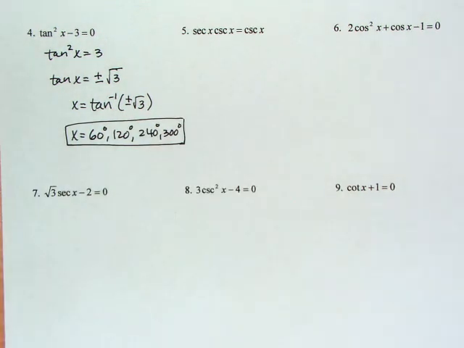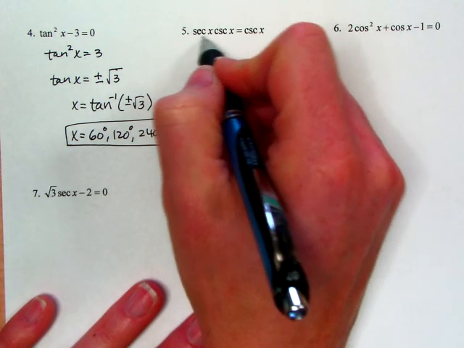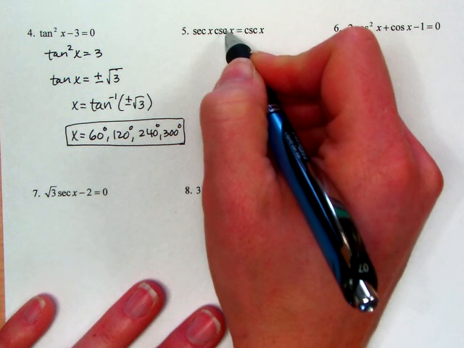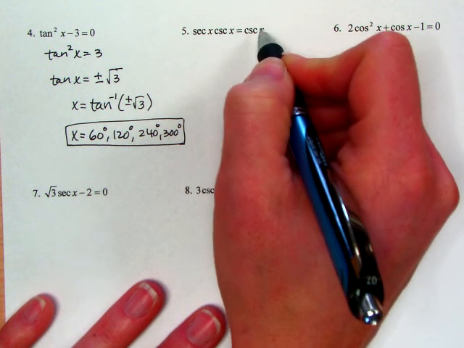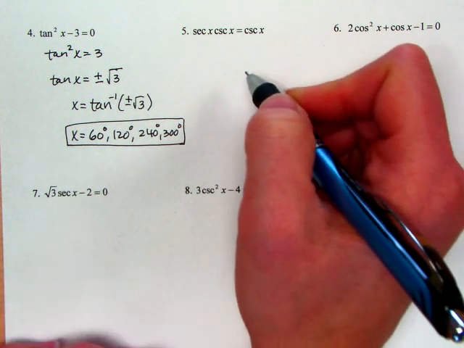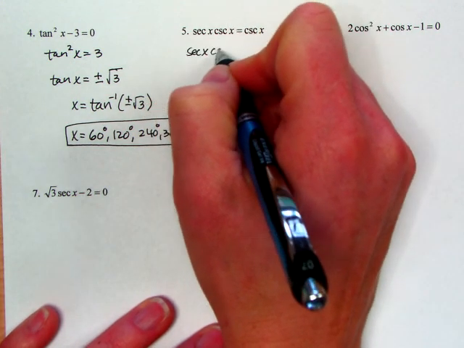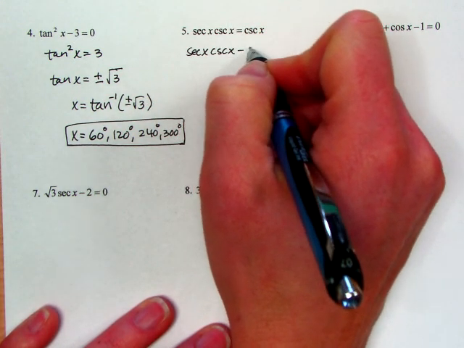Next one has got a whole bunch of trig functions happening. Again, we want our trig on one side. We can't divide by cosecant of x, which is what lots of people will want to do. It ends up eliminating one of your x's, one of your variables, and you might miss solving for something. So don't eliminate a trig function. So secant x, cosecant x, and then we're going to minus this guy over.